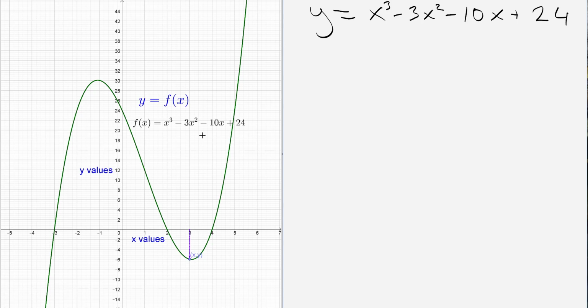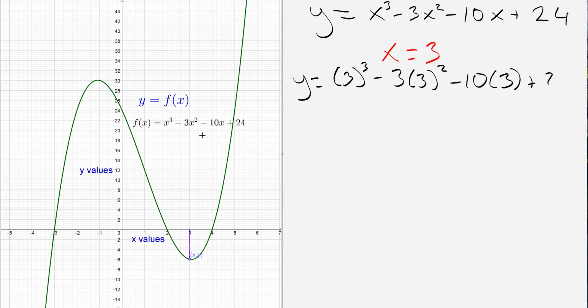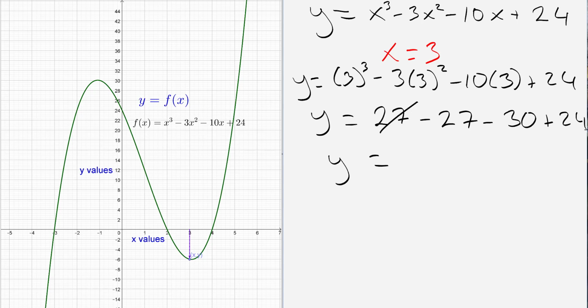So let's have a look. If I've got an x value of 3, y will be 3 cubed minus 3 times 3 squared minus 10 times 3 plus 24. So we just continue this. y equals 27 minus 30 plus 24, so y is going to equal minus 6. So you can see this is going to be the point (3, minus 6). And that's what you can see here in the graph, that for an x value of 3, the y value is minus 6. So you know how to represent that graphically and how to figure it out algebraically.